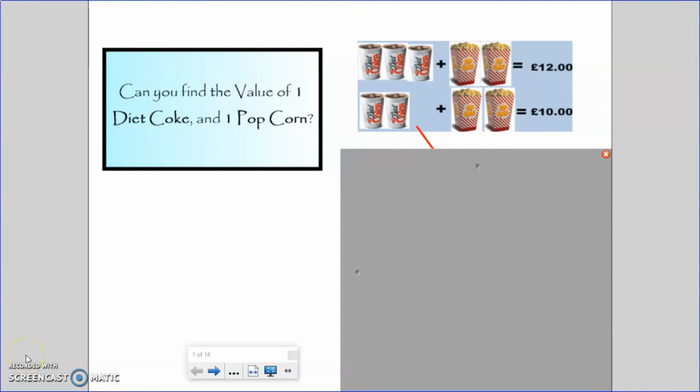Hi there. We're going to have a recap on solving simultaneous equations, and that is going to lead us into a problem-solving task involving simultaneous equations.